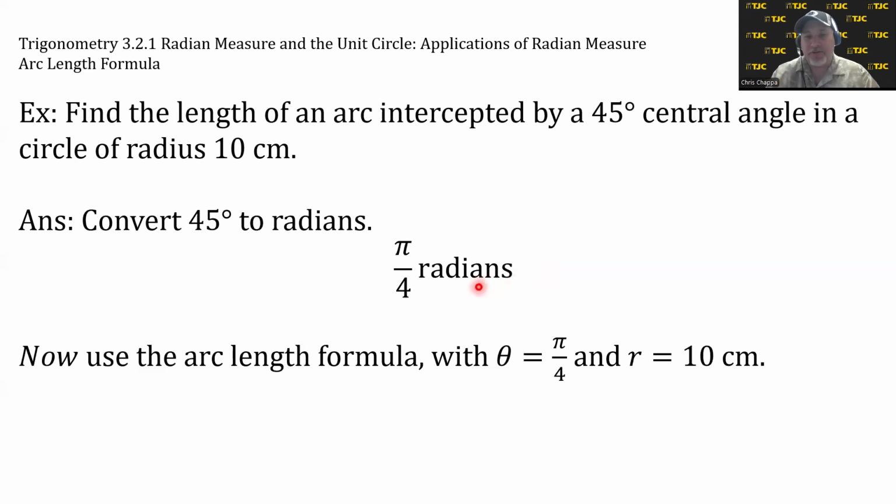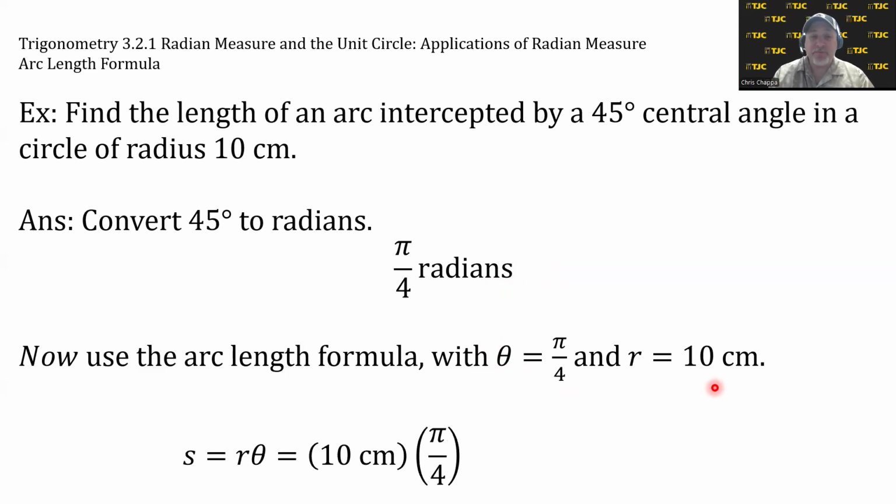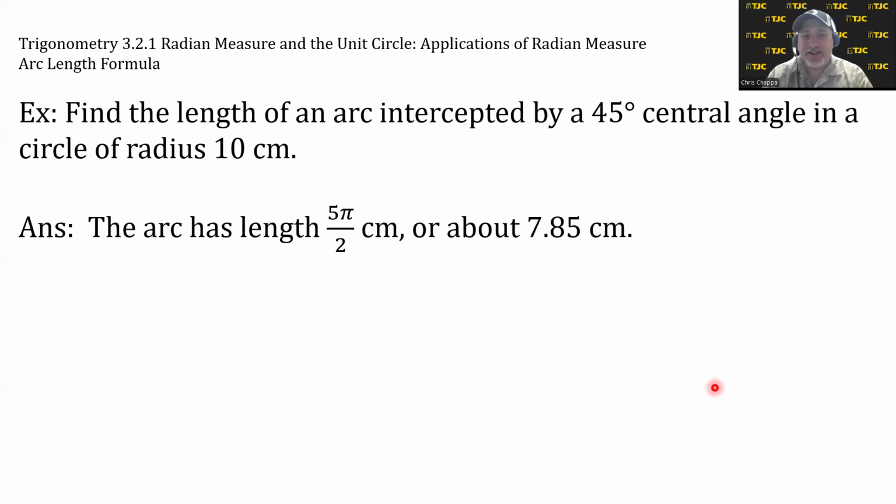Now use the arc length formula with theta equals pi over 4 and r equals 10 centimeters. It's a pretty straight shot. Here's the arc length formula. Here's the radius and angle inserted. If we just straight up multiply without simplifying, we'll get 10 pi over 4 centimeters. And of course, we can reduce this by 2 to get 5 pi over 2 centimeters. So the arc has length 5 pi over 2 centimeters, or about 7.85 centimeters.